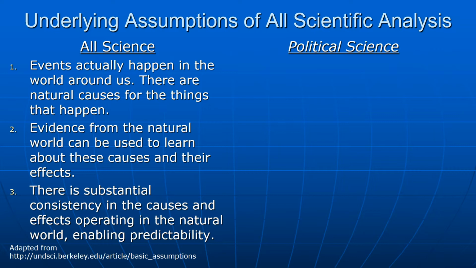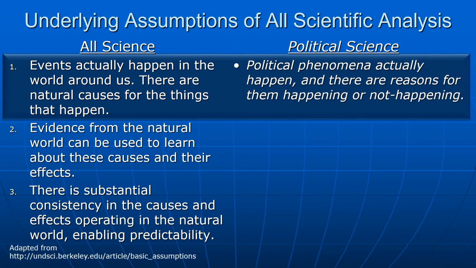Now, in the social sciences, we also do this. So let's quickly look at how this works in political science. We look at the first assumption: events actually happen in the world around us. Well, in political science, we apply this to politics. Political phenomena, actions, behaviors, decisions actually happen. When I went to vote, as a political scientist I would say, this person actually voted. So there's something that actually happened.